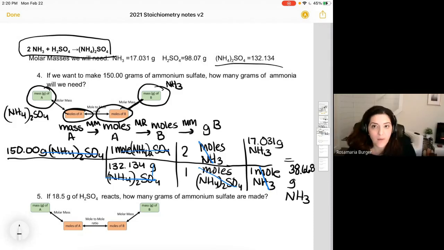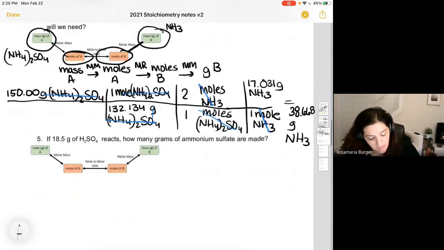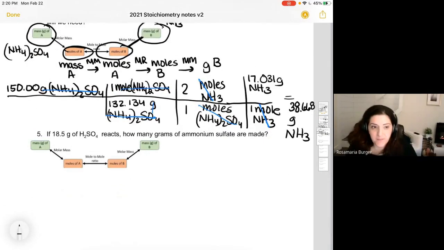If you need to review that, feel free to pause it. But we got rid of grams and got moles. Then we went from moles of that substance to moles of another substance. And then we used the second substance's molar mass to get to its grams. So we're going to do one last example together. And if you've already done the 24.1 assignment, then you're all set for homework.